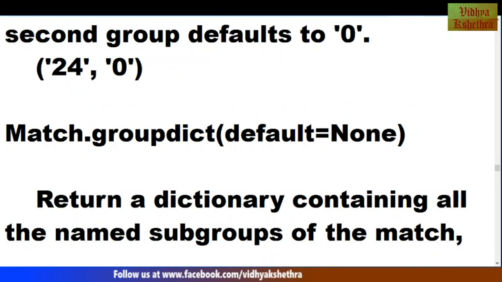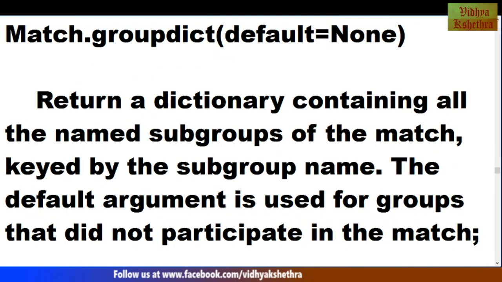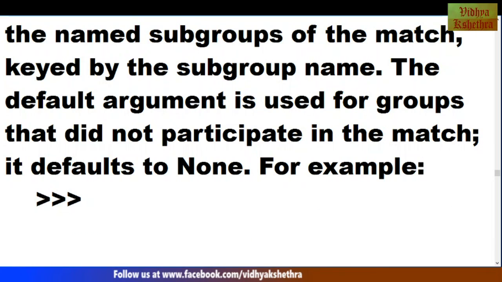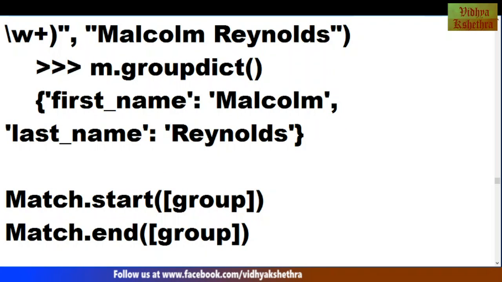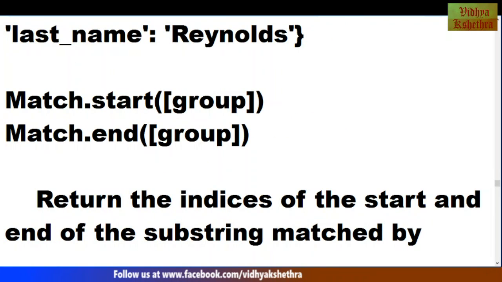Match.groupdict: it returns a dictionary containing all the named subgroups of the match, keyed by the subgroup name. The default argument is used for groups that did not participate in the match. It defaults to None. m = re.match with first_name followed by \w+, then in this case m.groupdict() will give first_name: Malcolm, last_name: Reynolds. Then there is match.start(group) and match.end(group).